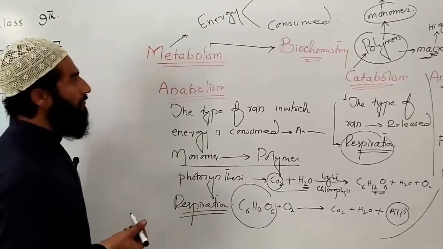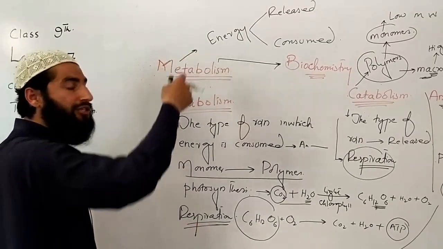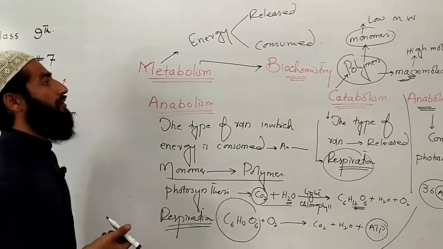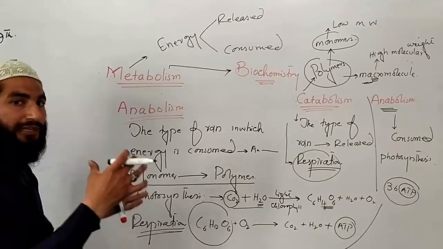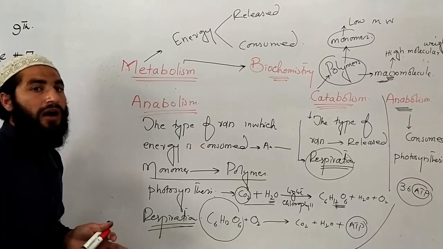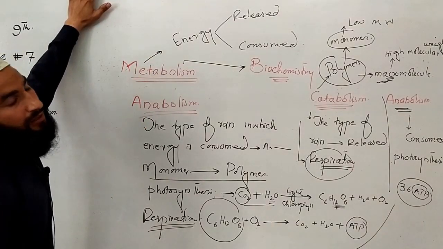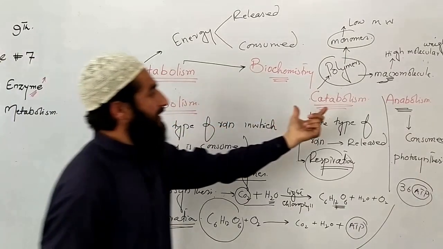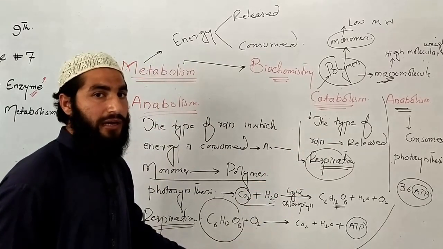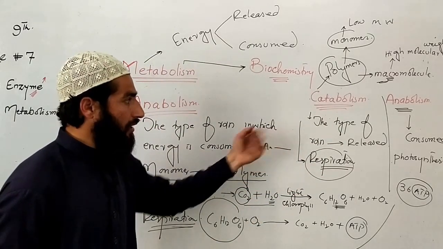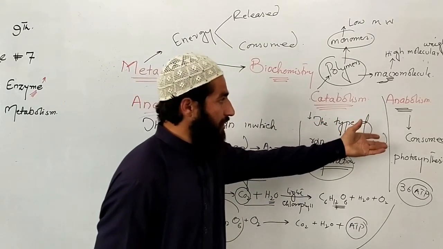This was all about metabolism, that the sum of all chemical reactions taking place is known as metabolism. And the branch of biology in which we study the chemical reactions that take place in living organisms and the chemical nature of that organism is known as biochemistry. Catabolism, the reaction in which the energy is released, for example respiration, and the reaction in which the energy is consumed is known as anabolism.